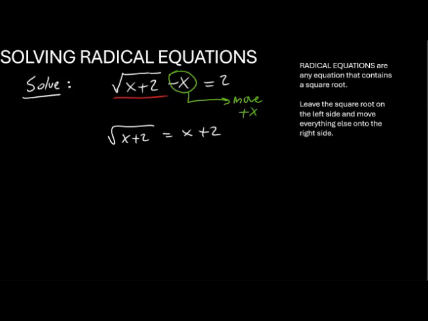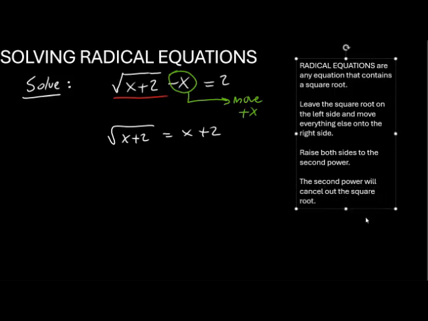Now that we are here, to remove the square root, we will take a second power on both sides, to where we'll raise the left to the second power and raise the right to the second power. The reason we do this is because the second power will cancel out the square root. Once we've canceled out the square root, we can solve the equation normally. Let's raise the left side to the second power and the right side to the second power.